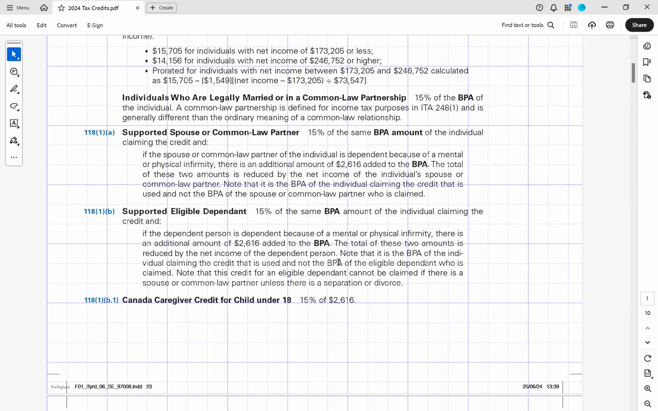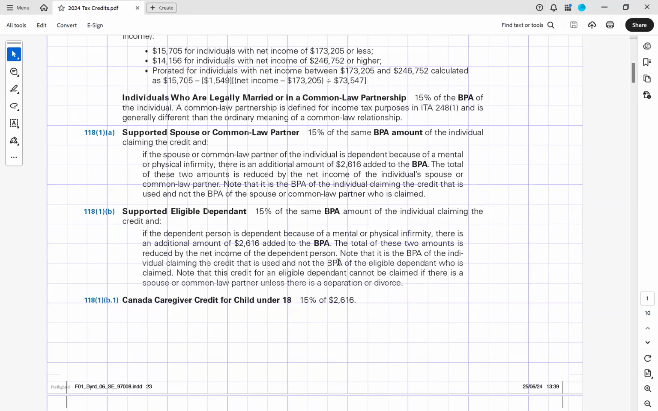And in the very bottom, we have Canada Caregiver Credit for child under 18. Something that we talked about last week, we said that if all your children are healthy, you cannot claim this tax credit. But if they have an infirmity, you can claim 2616. Now, because the 13-year-old has a disability, it also meets the definition of infirmity. So we can claim that as well.